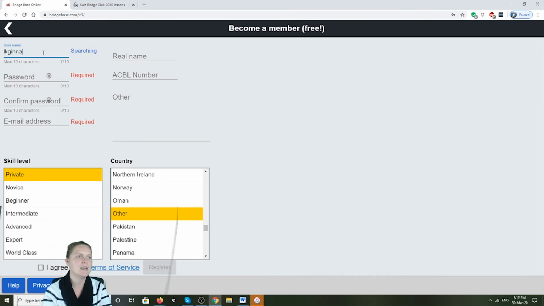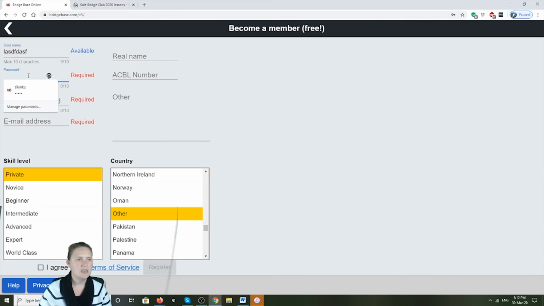What will happen is if you do a username which is already taken, it's going to come up as unavailable. So what you'll need to do, maybe add some numbers at the end of it if you really want that particular name, or just come up with something different. Once you've got a unique username, it will say available here and you're good to go.